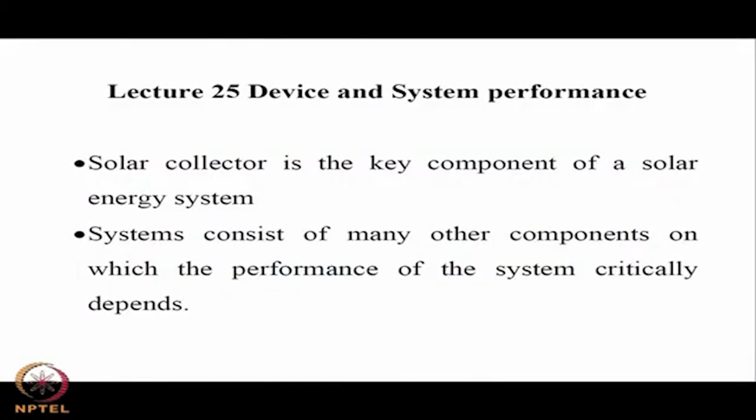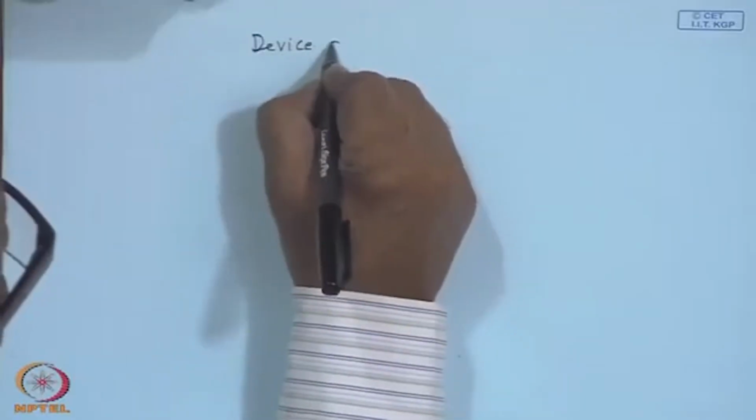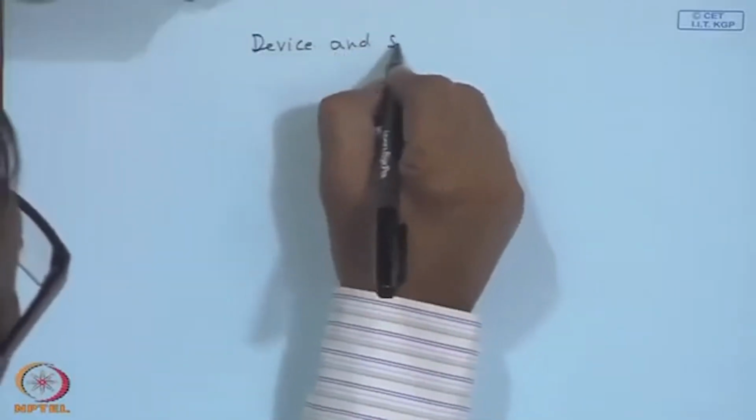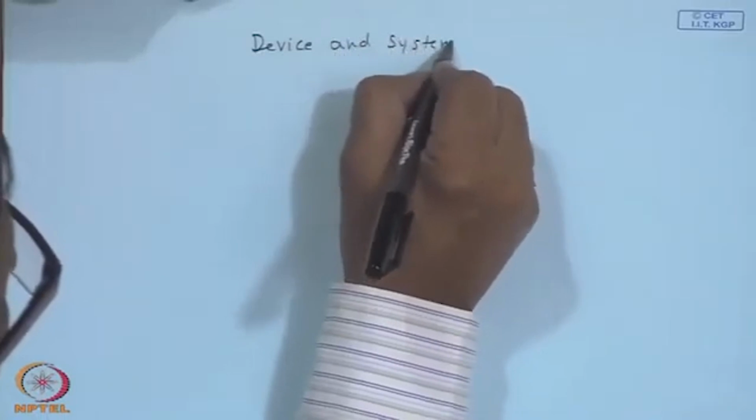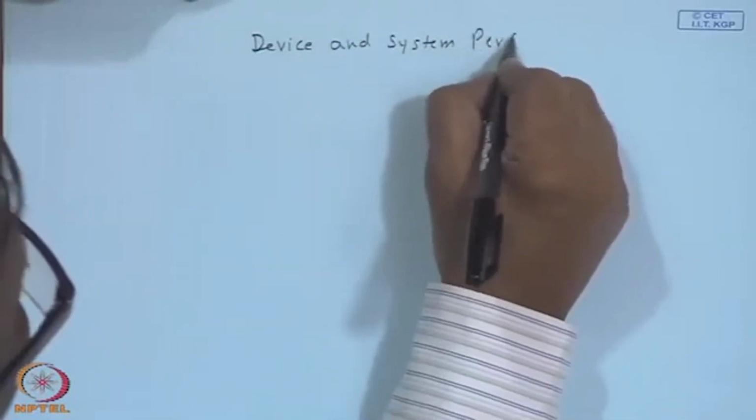So, we have gone through certain exercises, numerical problems, and we will go to the next topic now. Device and system performance.